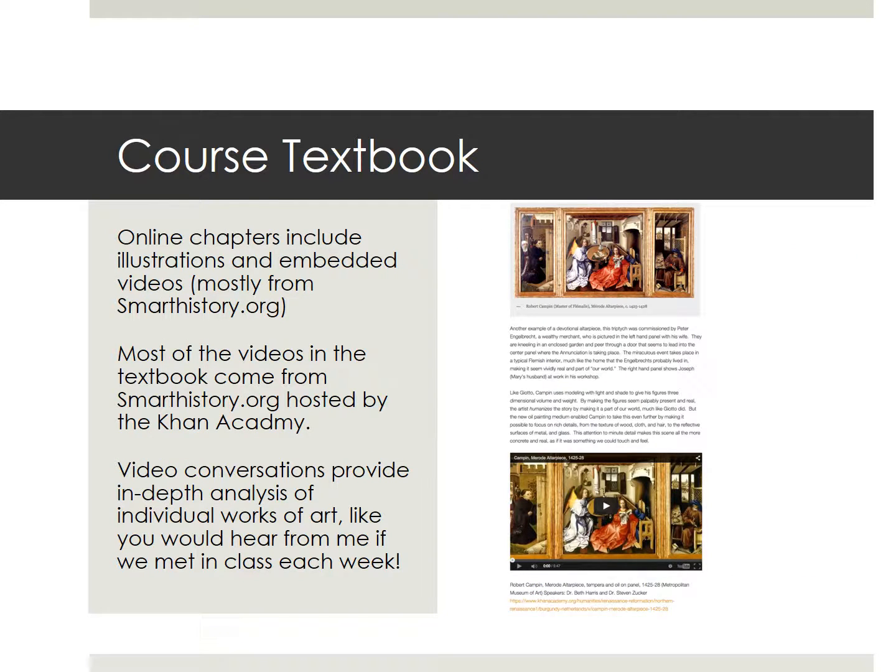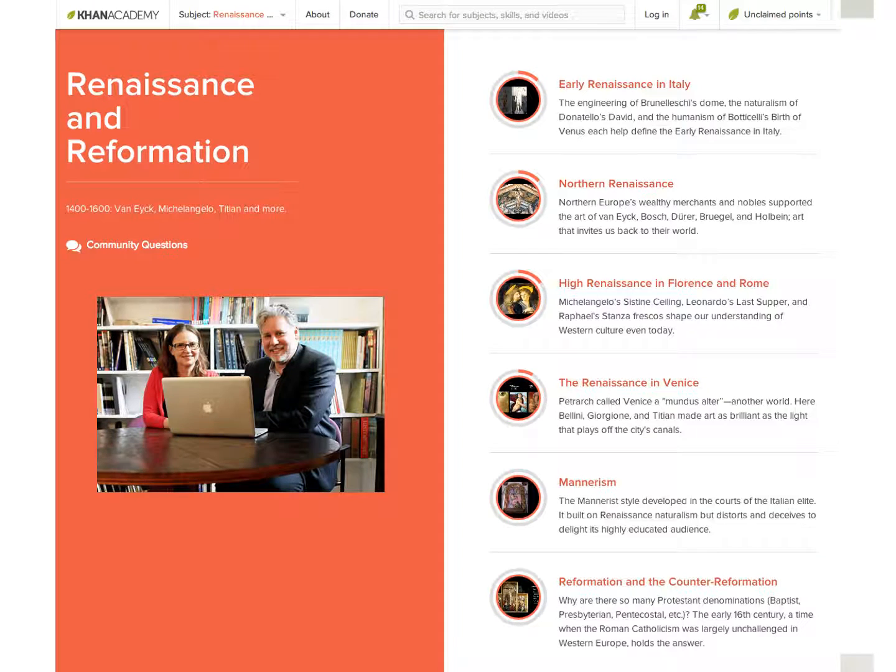So the course textbook, online chapters include illustrations and embedded videos that are mostly from smarthistory.org. The videos that are sourcing from this website are in-depth conversations that provide an analysis of individual works of art, something like you would hear from me each week if we actually met in class. This is just a little overview of the website, so you can very easily navigate the Khan Academy website to review any of the course modules that we're really going to cover.